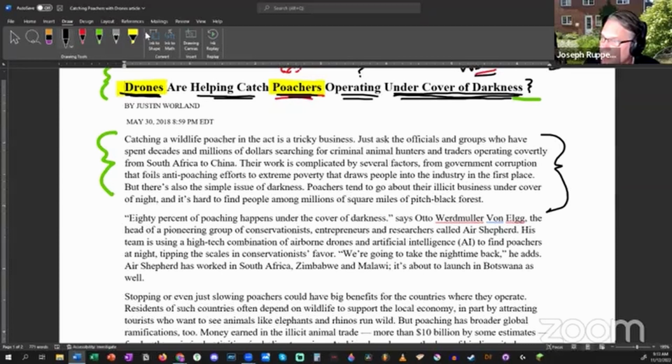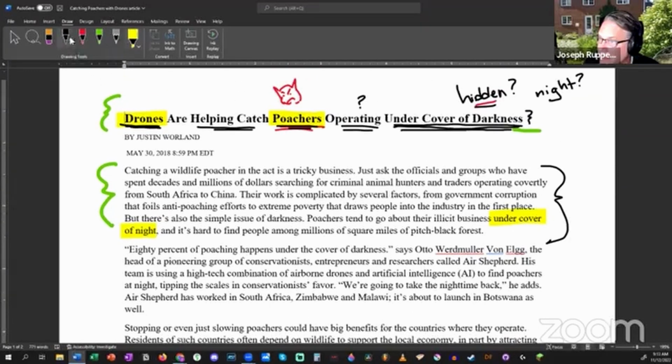Interesting. So right away, we have this here: illicit business under cover of night. That answers the question about under the cover of darkness. So we're talking about at night. Poachers tend to do their business at night. All right, very good. But let's see. So the main idea, we've got these poachers.